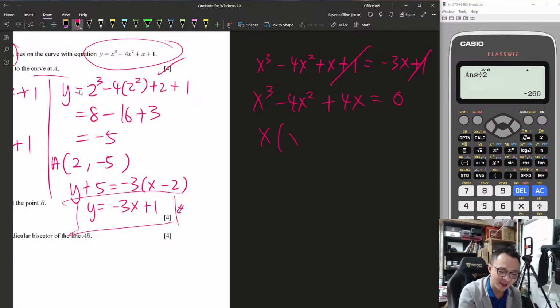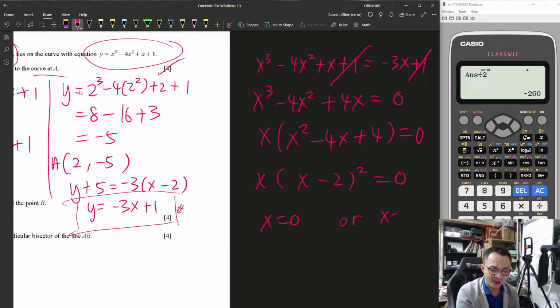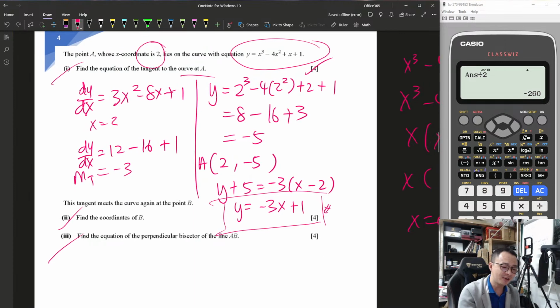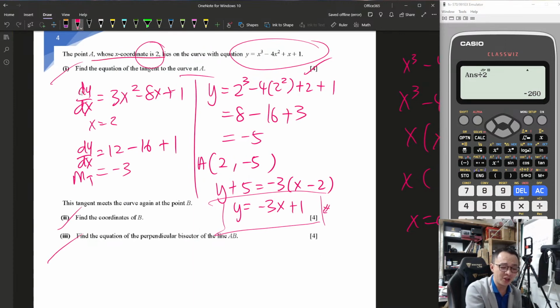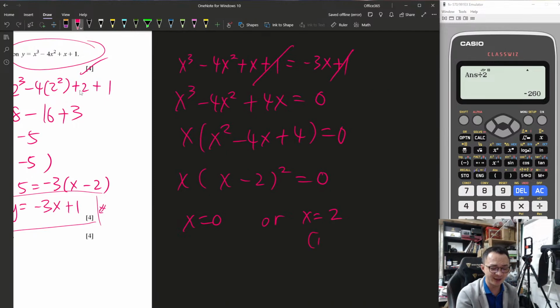I can factorize out the x, so this one I can factorize here. This one should be x times (x minus 2) squared equals 0. So x equals 0 or x equals 2. You realize just now they already told me the x coordinate of A is 2, so 2 is already used. Over here they say meet again at the point B, so definitely I will reject this one because x equals 2 is the coordinate A. Therefore I know coordinate B, the x is 0.